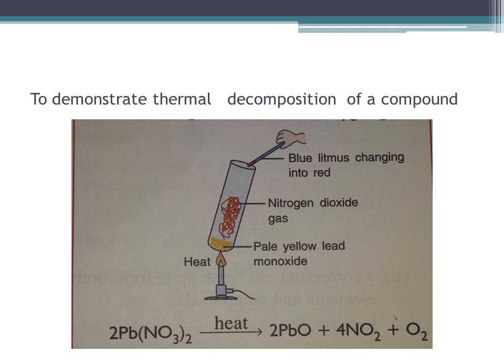So here you have the equation. Lead nitrate, Pb(NO3)2, which is a white solid, on heating decomposes to give yellow lead oxide, reddish brown nitrogen dioxide gas and a colorless gas, oxygen. See, the equation is 2Pb(NO3)2 on heating gives 2PbO + 4NO2 + O2.